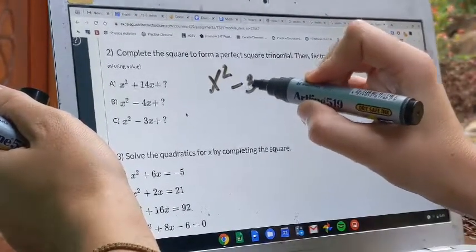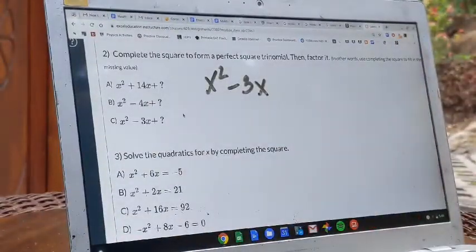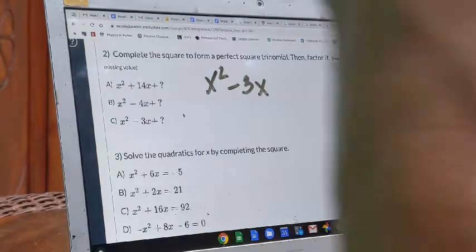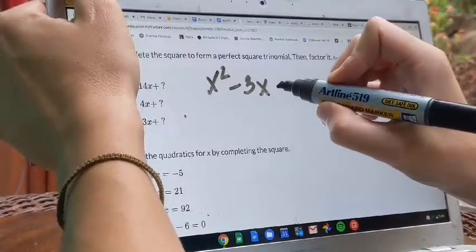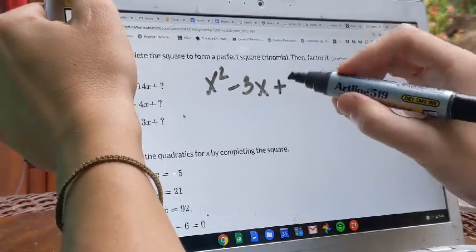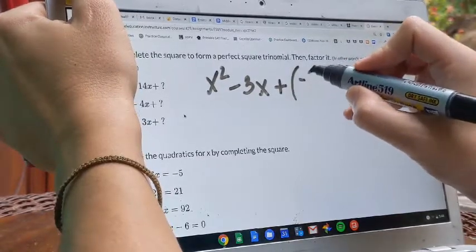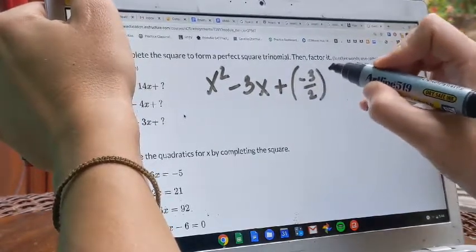X squared minus 3x. Okay, so take our central term, divide it by 2. So this is something you can do in your head. So negative 3 divided by 2, and then square that. So I will write this down. So I'm going to say plus, negative 3 divided by 2 squared.